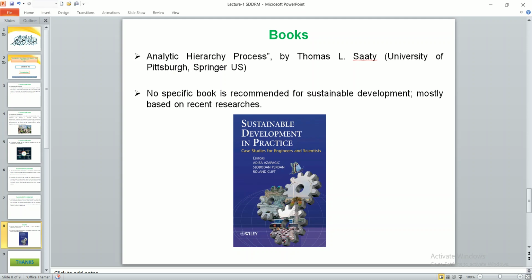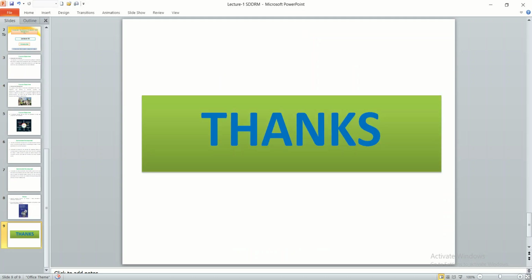Some of the books in order to study sustainable development, these are the two books, and one of them is this one, and one of them is this one. So you can use these books, Sustainable Development in Fractals, as a general handbook for sustainable development concepts. So this was all about this lecture as an introduction to the course of sustainable development and disaster risk management.